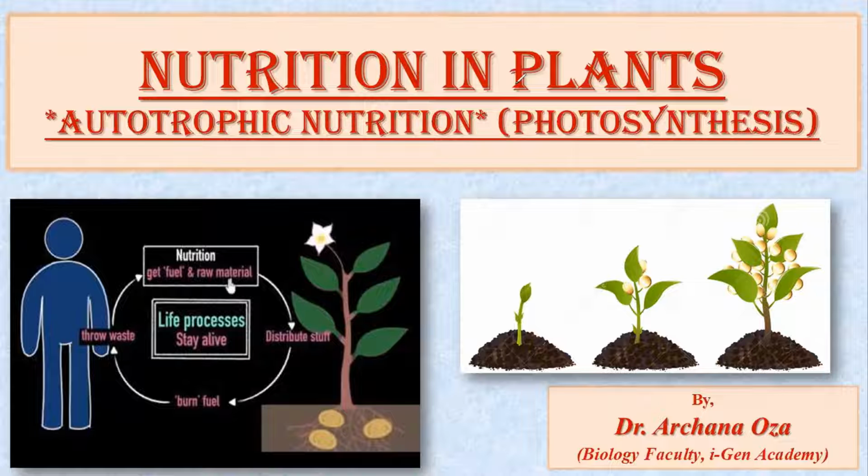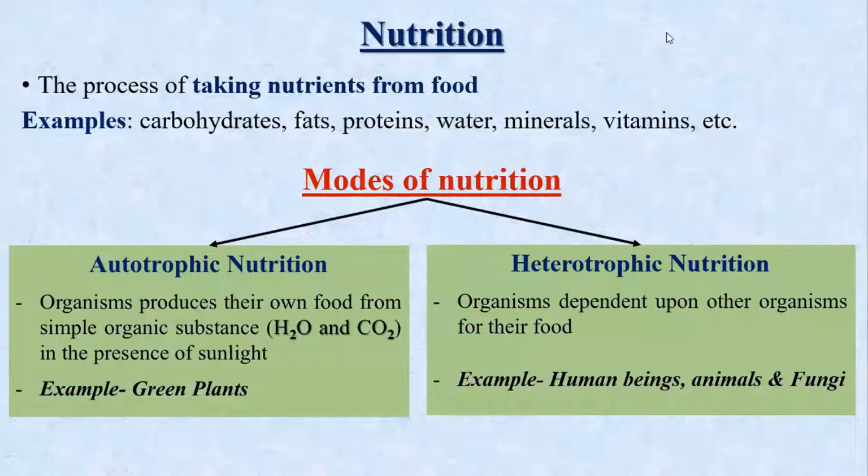Today we are going to discuss nutrition in plants from a chapter, Life Processes. Before exactly talking about how the plants derive their nutrition, let us try and understand what is nutrition. Nutrition is a process of taking nutrients from the food. So let us try and understand what nutrients are.